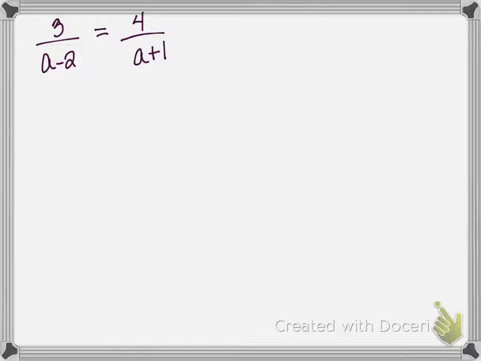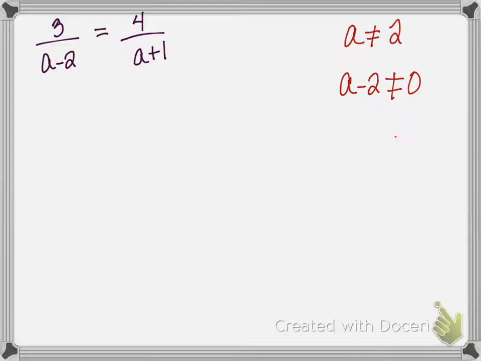Now, if I were to plug 0 in for A, what do I get right there? 3 over negative 2. And is that okay? 3 over negative 2 is fine. I just can't have 0 there. So I've got A minus 2 cannot be 0. So what value can A not be? 2. Yeah, you're right. It can't be 2. Okay? So A can't be 2.